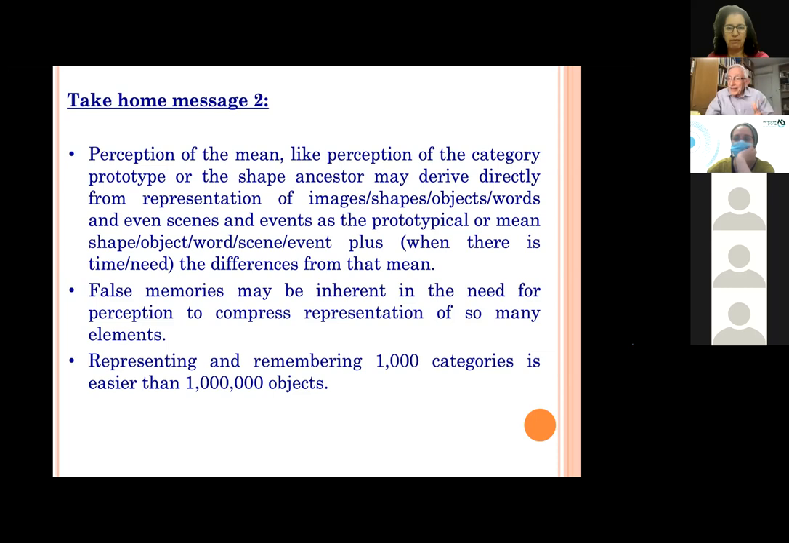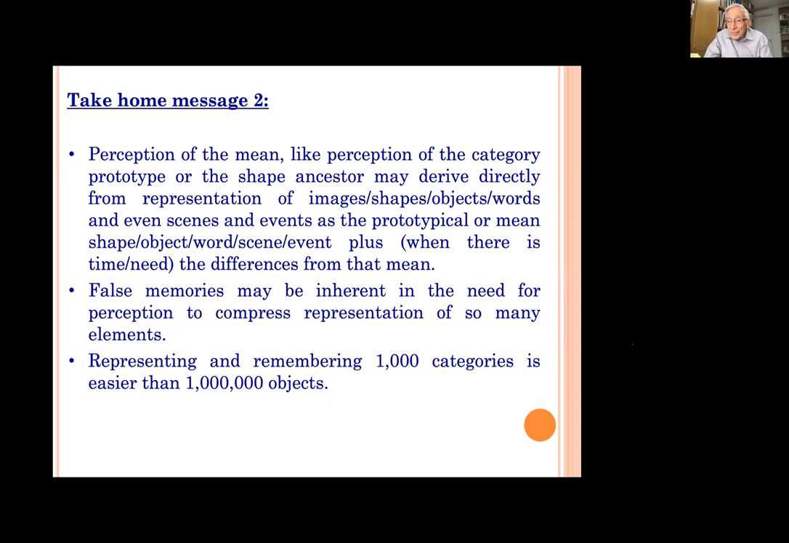In this case, false memories are there because of the use of a useful mechanism, which is to compress representation. And it compresses by having the mean together with differences. Representing and remembering 1,000 categories is easier than remembering and representing 1,000,000 objects.